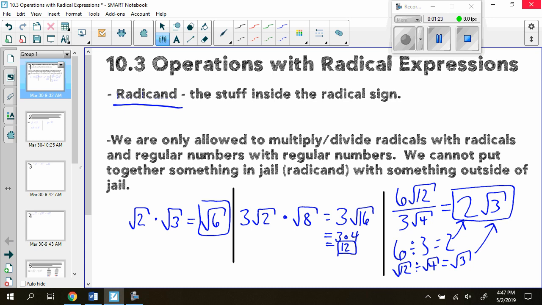And the last one is a division example. Remember, I can simplify the regular numbers with the regulars, and I can simplify the radicals with the radicals. So 6 divided by 3, the two regular numbers there, that's how I got to 2. And then the square root of 12 divided by the square root of 4, that's how I got to the square root of 3. So push those two things together to get 2 square roots of 3.